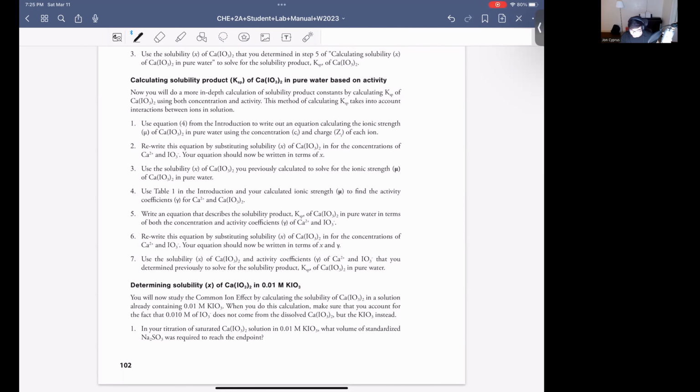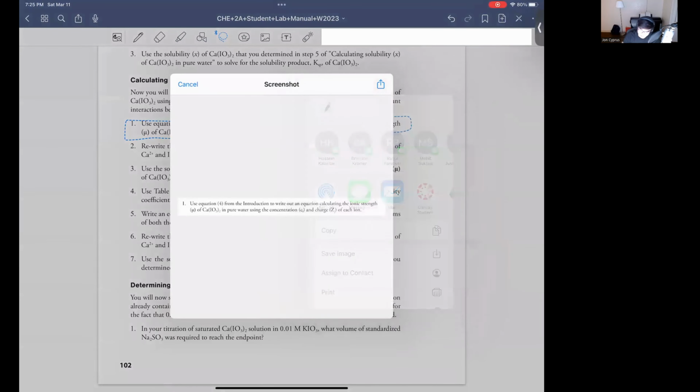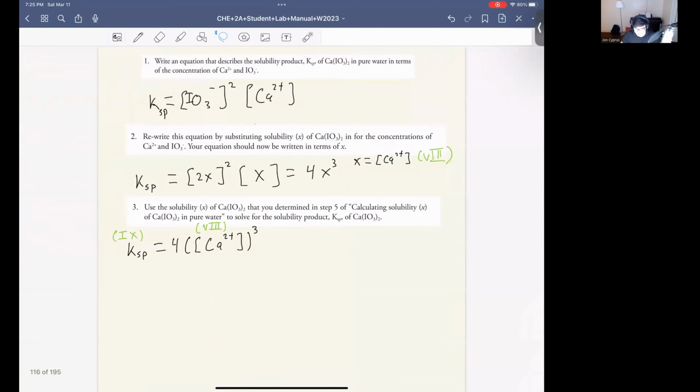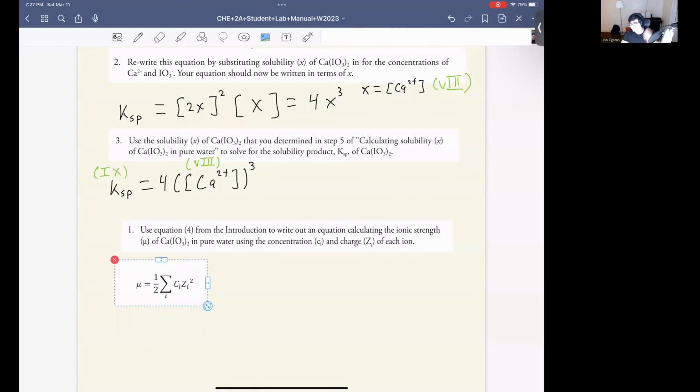So for this first one, we're going to use equation 4 from the introduction. So I will go ahead and grab that really quick. I'll be right back. All right, so I'm back with this. Right, and so now we're going to go ahead and calculate mu, or the ionic strength, of calcium iodate.